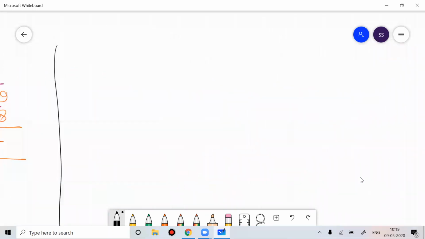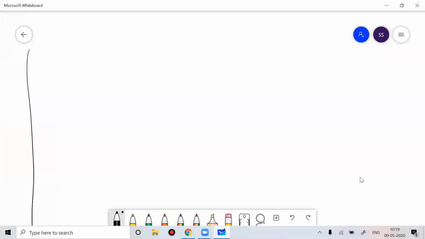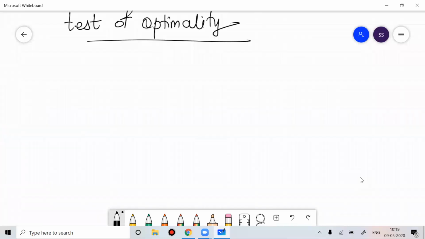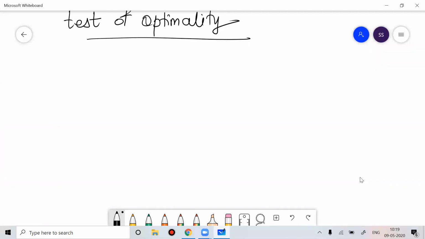Now going further, I'll do the test of optimality. Now let's do the test of optimality. In order to do the test of optimality, let's again write down the same problem.